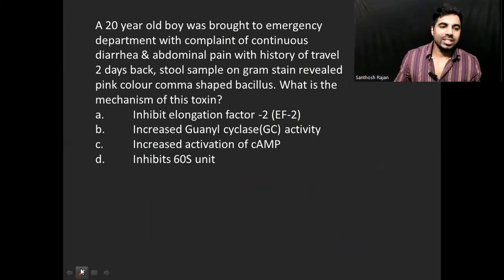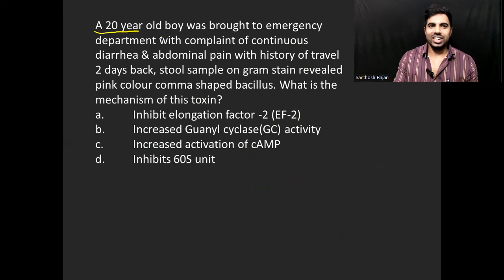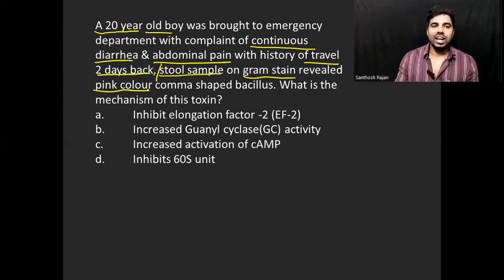Now look at this mechanism. See this question, they were very clear. A 20-year-old boy came to the emergency department with complaints of continuous diarrhea and abdominal pain, with a history of travel 2 days back. So it can be anything. Diarrhea, food poisoning, but we don't know what. And stool gram stain was done. It revealed a pink, comma-shaped bacillus.